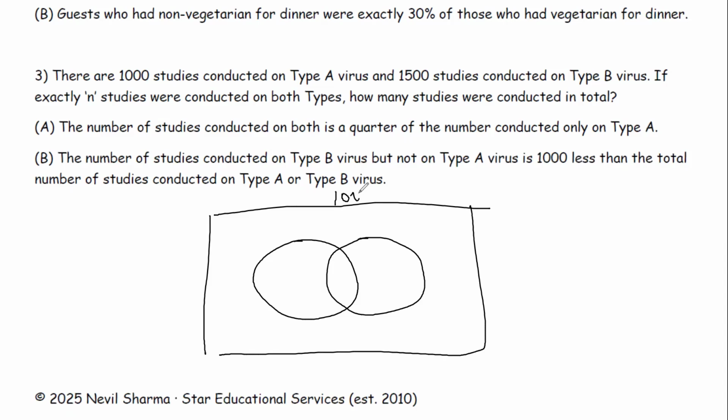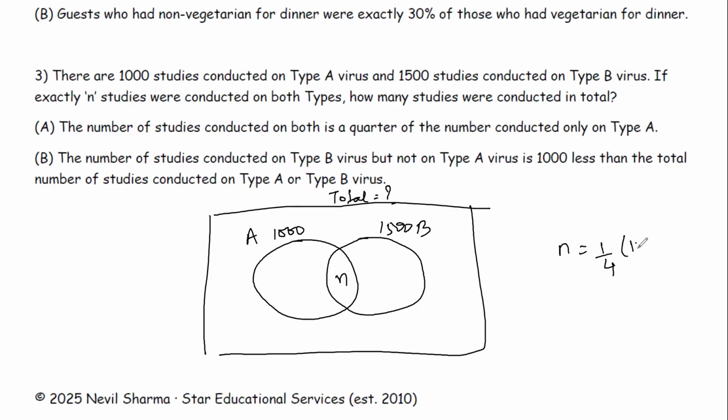So 1,000 studies conducted on type A virus. All right, so 1,000 is not the total. 1,000 is type A virus and 1,500 is type B virus. If exactly n studies were conducted on both types, so n is both types, how many studies were conducted in total? So total is what we need to find out. The number of studies conducted on both is a quarter of the number conducted only on type A. So this n is equal to a quarter.